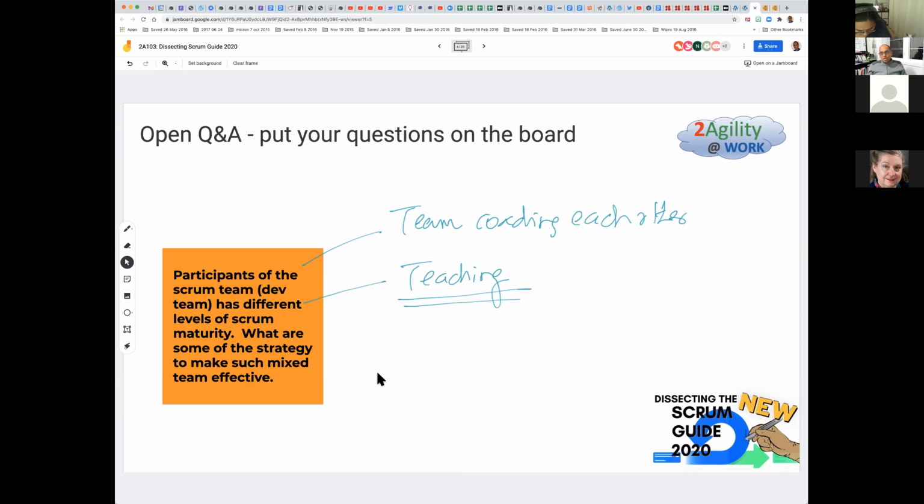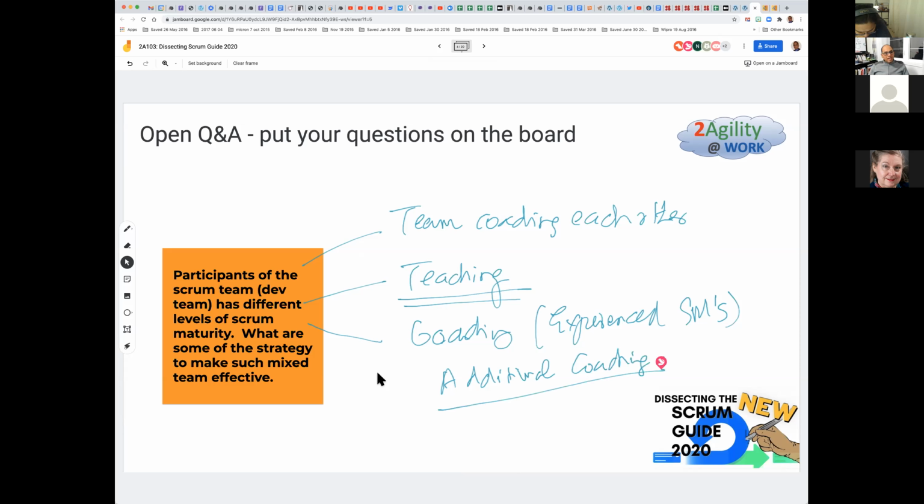So you don't want to jump in and do the work. You want to pause and learn and then do the work. And then, of course, substantiated by coaching. So coaching would be, if you have experienced Scrum Masters, they would be the coaches for the new members. They will coach the teams, or additional coaching from outside, depending on if the Scrum Masters are not senior enough, additional coaching from outside, from Agile coaches who can work with the teams to provide the necessary coaching.